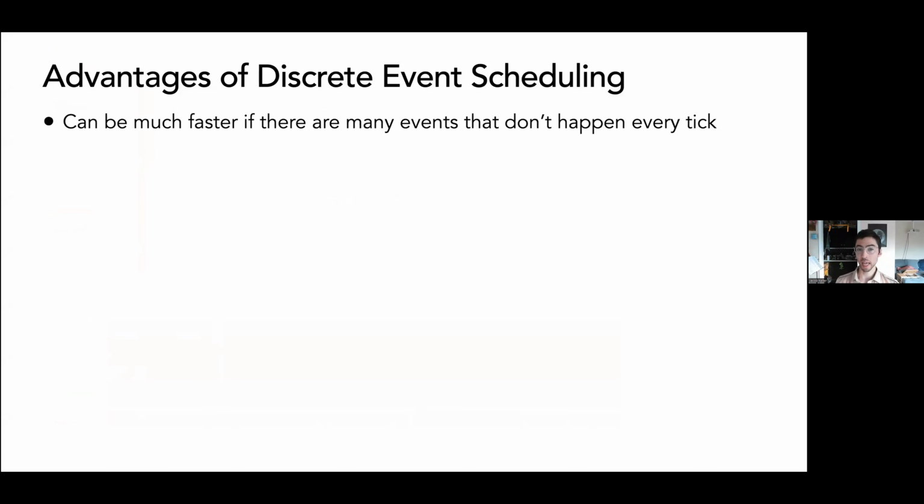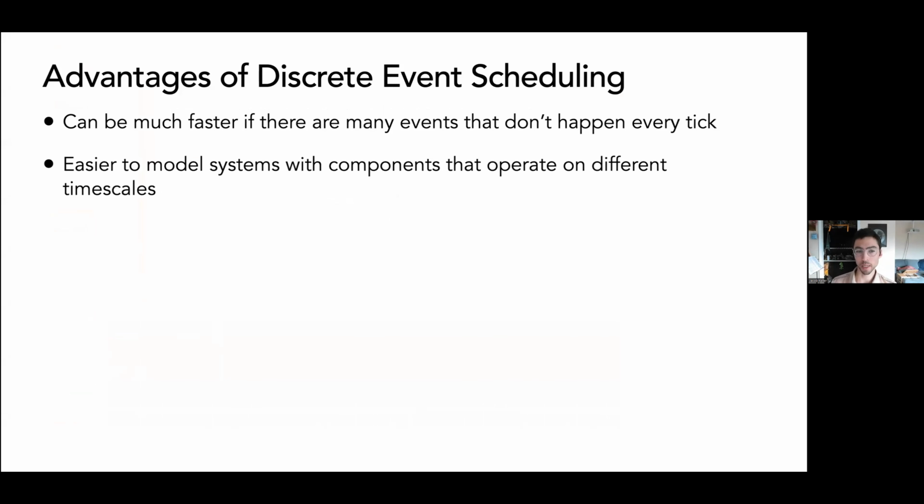All right, so a few advantages of the discrete event scheduling. It can be much faster. If there are many events that don't happen every tick, then just scheduling them to happen once as opposed to having to check every tick can speed up the model. It also makes it easier to model systems that have components that operate on different timescales. If you have a single model with different things happening at different timescales, being able to schedule them is easier than otherwise, whatever the thing is happening on the longer timescale, every tick you would have to say has 1,000 ticks passed or whatever it is, and then have that component do its thing.